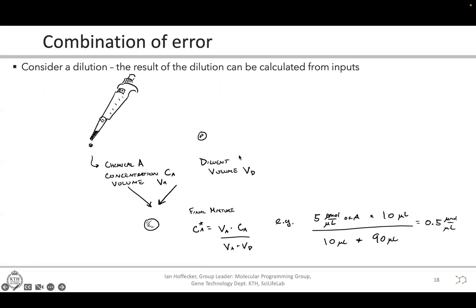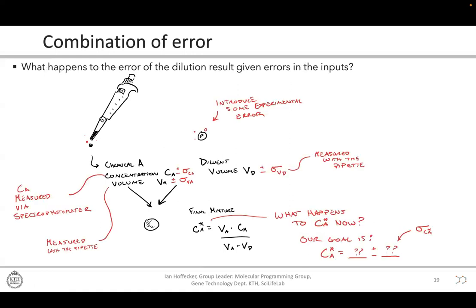Now let's say we have a dilution pipetting experiment here, and we have a volume and a concentration, and we have a final mixture that's given by this equation here. And what we want to be able to say is what is the confidence that we have in that concentration.